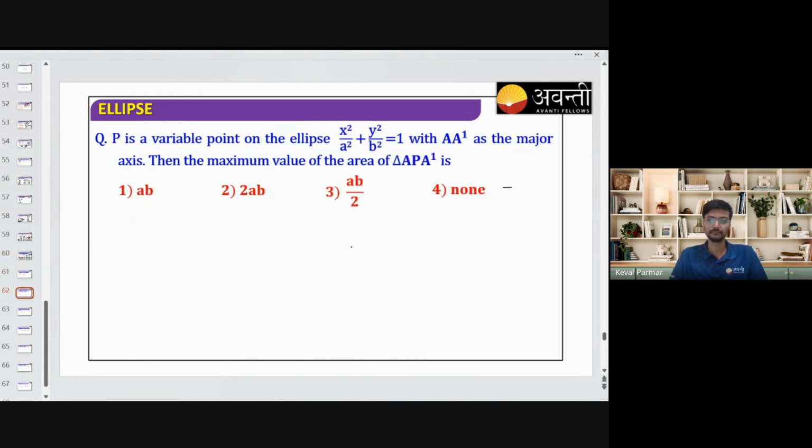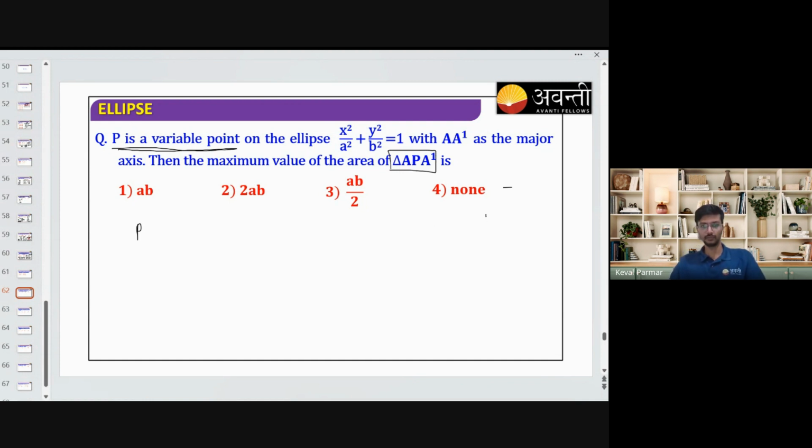Here it is. P is a variable point on the ellipse with the major axis. Now here, the most important thing, P is a variable point. So I think we have to assume P. Then only I can get the area of triangle APA dash.